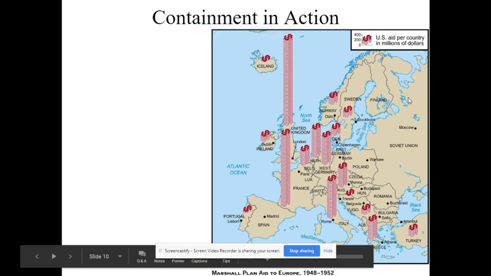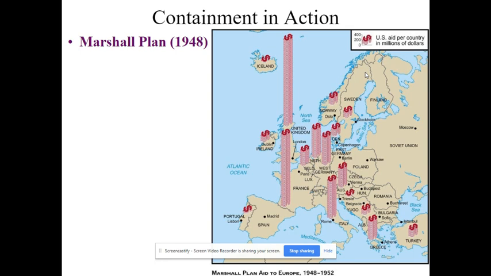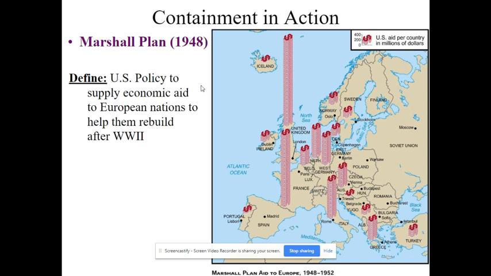All right. So now the second containment policy that's going to come out is the Marshall Plan. This was in 1948. The Truman Doctrine was 1947. So this was about a year later that they came out with the Marshall Plan. And basically, for simplicity purposes, the Marshall Plan really isn't a whole lot different than the Truman Doctrine in the sense of what they provided.